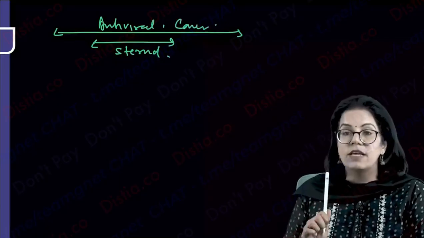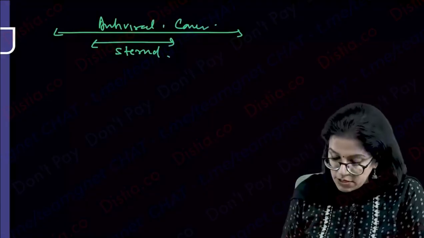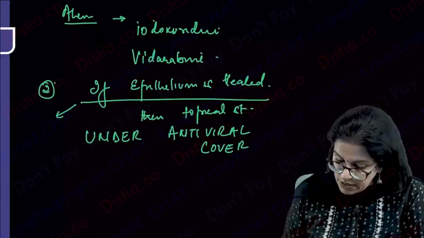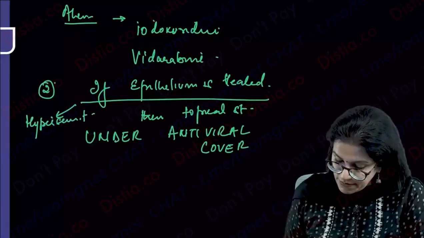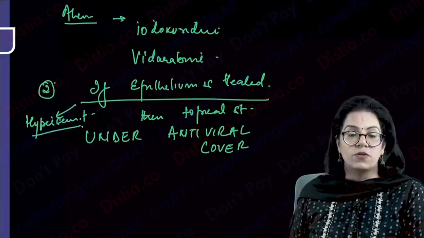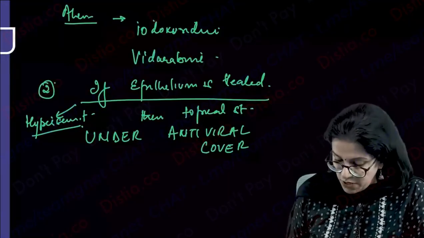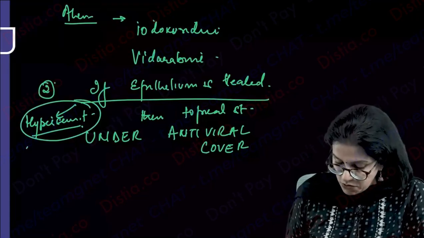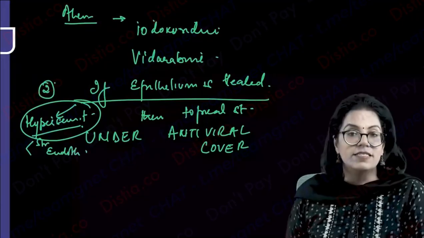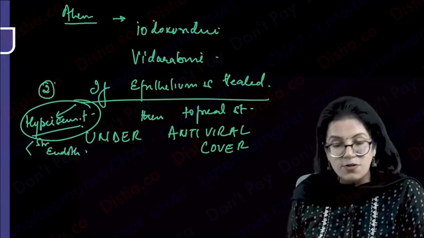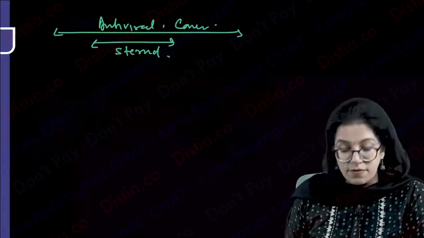So it's under the antiviral cover. But only if there is a hypersensitivity reaction in the stroma or endothelium is there a role of steroid, not otherwise. In direct infections, again, we will generally avoid it. So for hypersensitivity reactions of stroma and endothelium, I may go for some topical steroids for the control of inflammation.